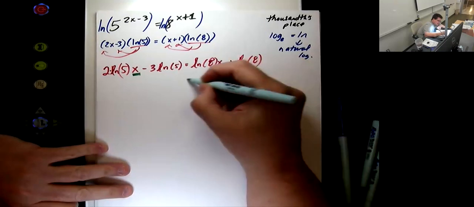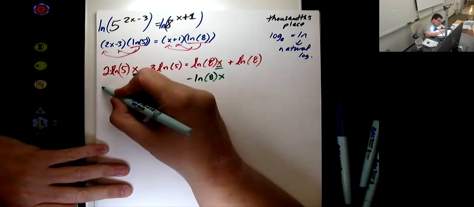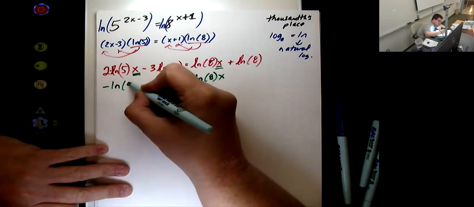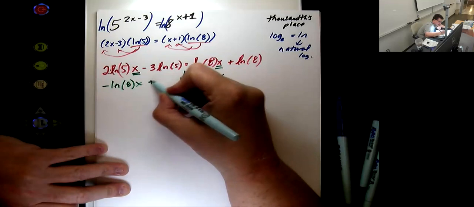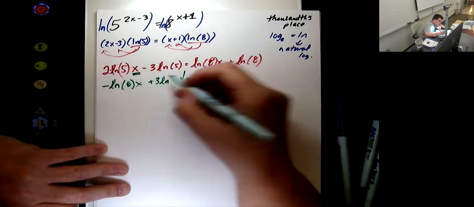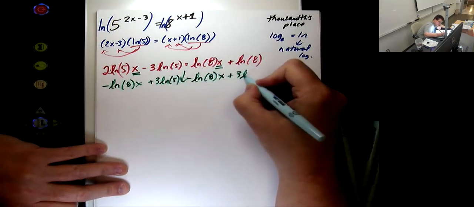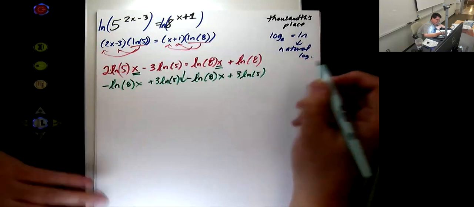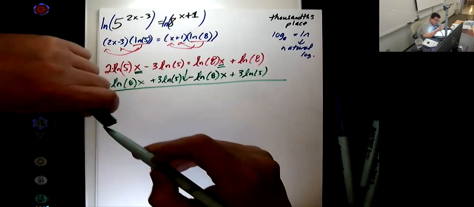So I'm going to subtract natural log of 8 times x from both sides. And maybe I'll add the 3 natural log of 5 to the other side. I'm going to do the cursive L. 3 natural log of 5 to the other side. If I do this, screen pin's dead.